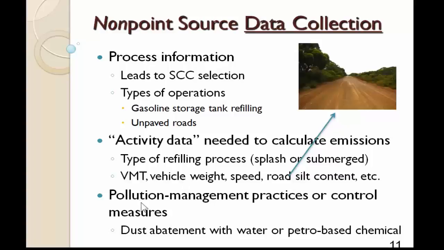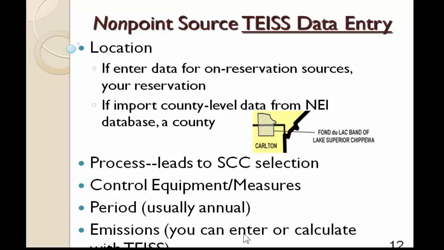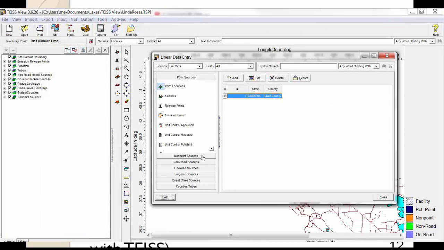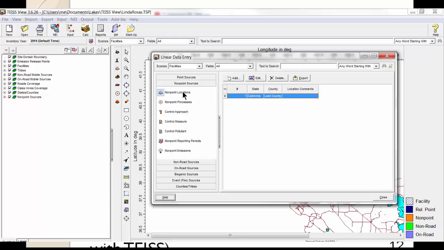Then, of course, obviously important is if there's any control measures to reduce the pollutant that's being emitted. So, for example, for unpaved roads, using water to reduce the dust or spraying oil to reduce the dust. In terms of TEISS, where this data goes for non-point sources, obviously the location, and that is just the entire area, which for on-reservation sources would be your reservation or tribal land.